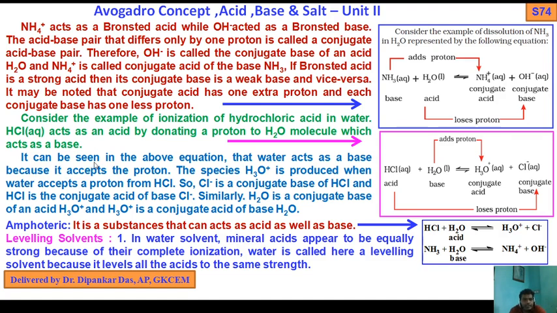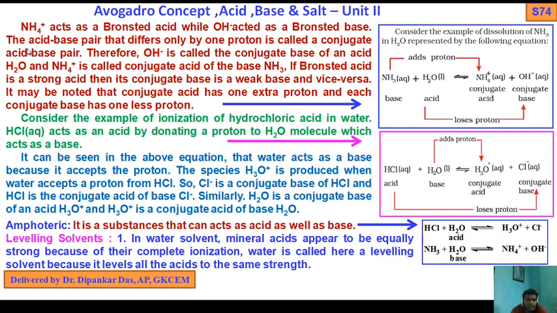It can be seen in the above equation that water acts as a base because it accepts the proton. The species hydronium is produced when water accepts a proton from HCl. Here you see, HCl is the acid, water is the base. Now what will happen? HCl loses one proton and becomes Cl minus. So HCl acts as an acid, its conjugate base is Cl minus. Again, water acts as a base which accepts a proton and becomes hydronium ion. So hydronium ion is the conjugate acid of water. Okay, so that is another example of the Bronsted-Lowry acid-base concept.